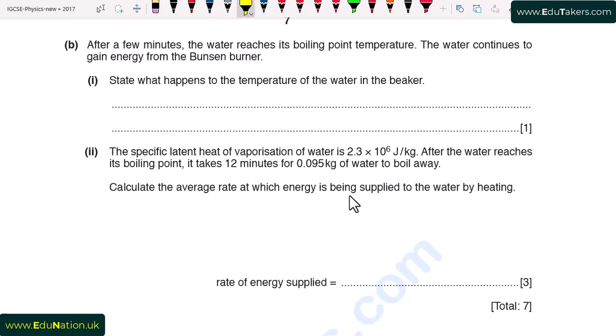After a few minutes, the water reaches its boiling point temperature. So the boiling point of water is 100 degrees C. After few minutes, the temperature of water becomes 100 degrees C. The water continues to gain energy from the Bunsen burner. Part 1. State what happened to the temperature of water in the beaker. So, there will be no effect on the temperature of water in the beaker because it reaches its boiling point. So, after that, temperature does not change. So, right here, temperature remains same.